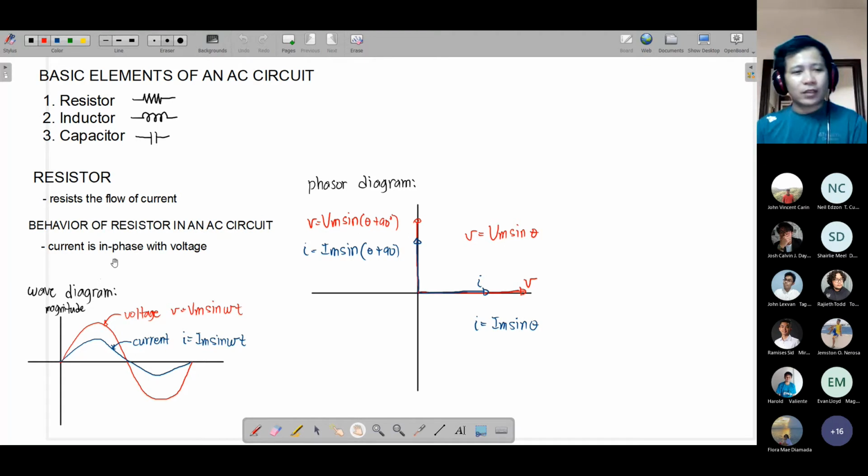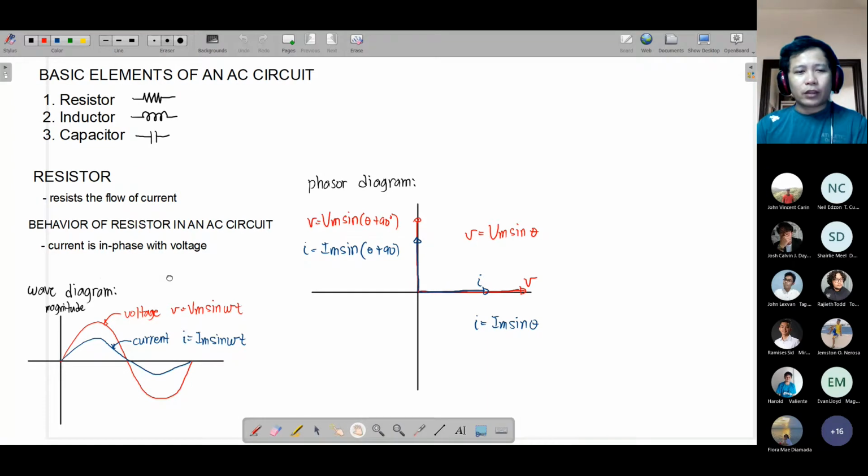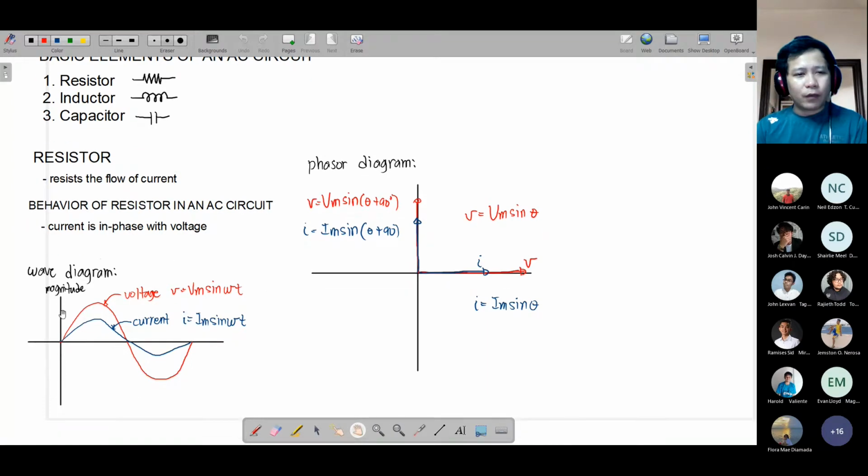In an AC circuit, current is in phase with voltage. So for a resistor in an AC circuit, your behavior would always be in phase. Okay? Whatever the scenario in your circuit, whatever the frequency, the current will always be in phase with voltage as long as it is a resistor. So in terms of wave diagram, this will be the behavior. Okay? So if this is your current, this will be your voltage.